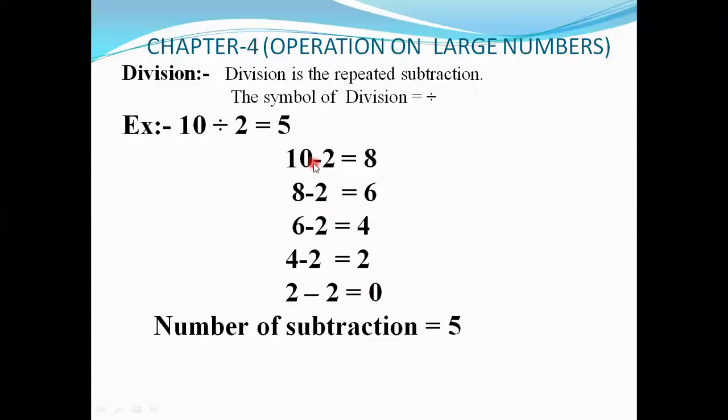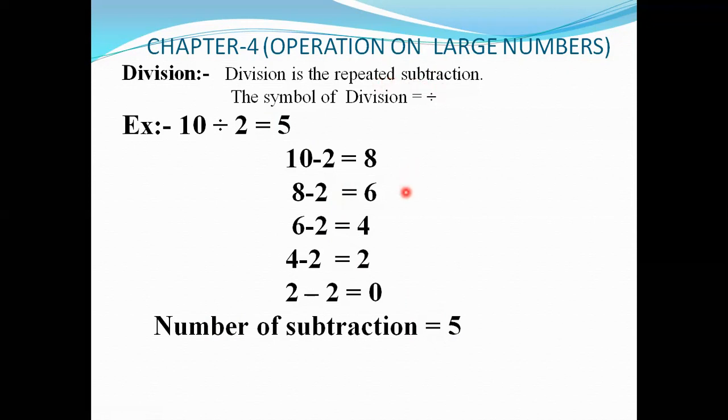And in this way, how many subtractions? 1, 2, 3, 4, and 5. So the quotient will be 5 here. When we divide 10 by 2, we get 5. 5 is the quotient, and we can also find the quotient by this method. This is called the repeated subtraction method. The number of subtractions is 1, 2, 3, 4, and 5, and here is 5, and here is 5. So in this way, we can say that division is the repeated subtraction.